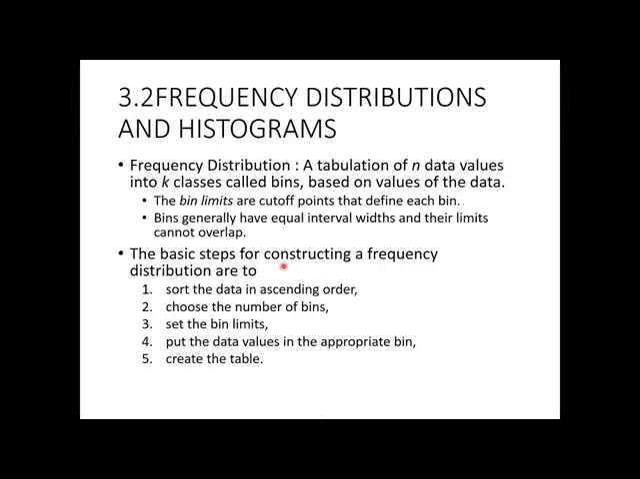Then we can obtain the frequency table based on these 5 steps. First, sort the data in ascending order. Second, choose the number of bins. Third, set the bin limits. Fourth, put the data values in the appropriate bin. Fifth, create the table.